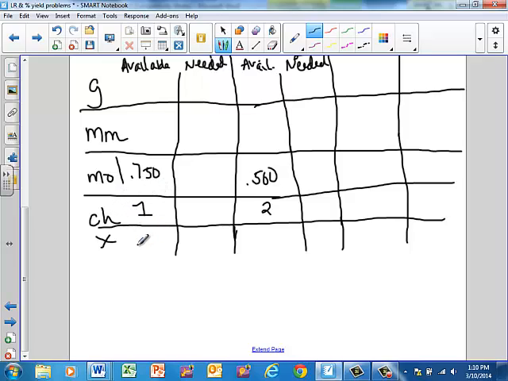Since I'm going down the chart, I'm going to divide. So it's going to be 0.750 divided by 1. That's going to be 0.750. Then you've got 0.500 divided by 2. That's going to be 0.250. Now, instantly, as soon as we know that this is my smallest x value, that is my limiting reactant.